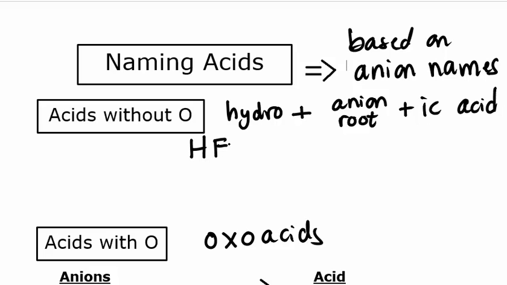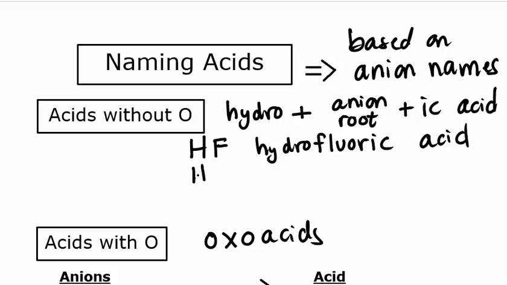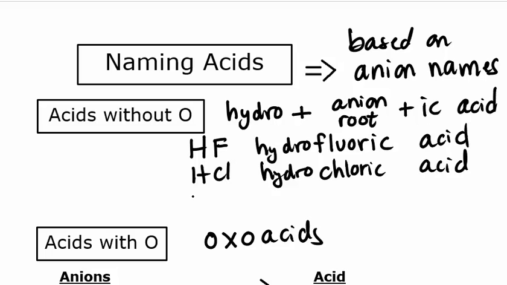So for HF, you write the word hydro, or the partial word hydro. The anion for this is fluoride, and the anion root is fluor. So we put fluor, then ic, and that's all one word, hydrofluoric, and then acid's a second word. Another example is HCl, hydro, except this one's chloric acid, hydrochloric acid. And finally, I'll do HI, which is hydroiodic acid.